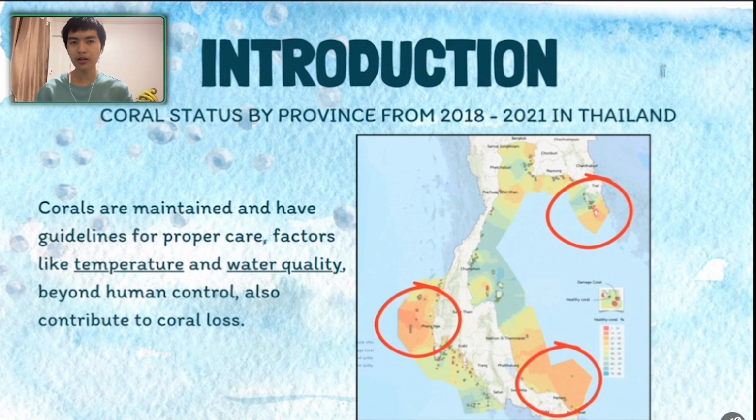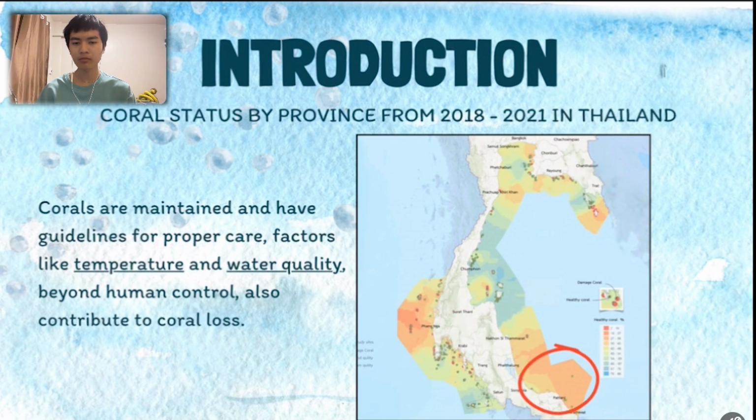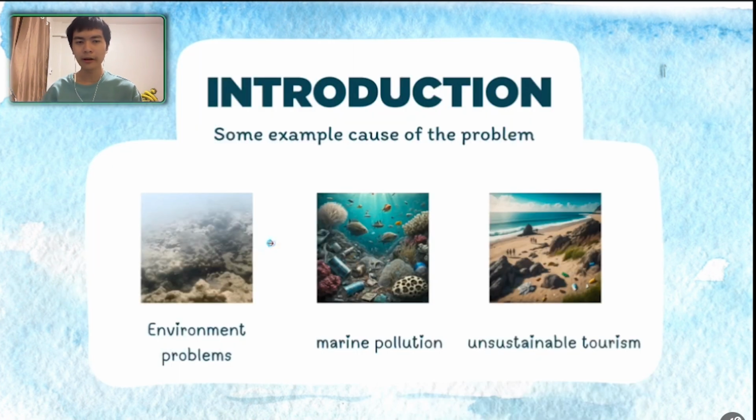As you can see in the image on your right-hand side, the image shows the difference in the number of corals in each area of Thailand. And you can see that in some areas, the number of corals dropped in shock. And here are some example causes of the problem, such as environmental problems, marine pollution, or unsustainable tourism.